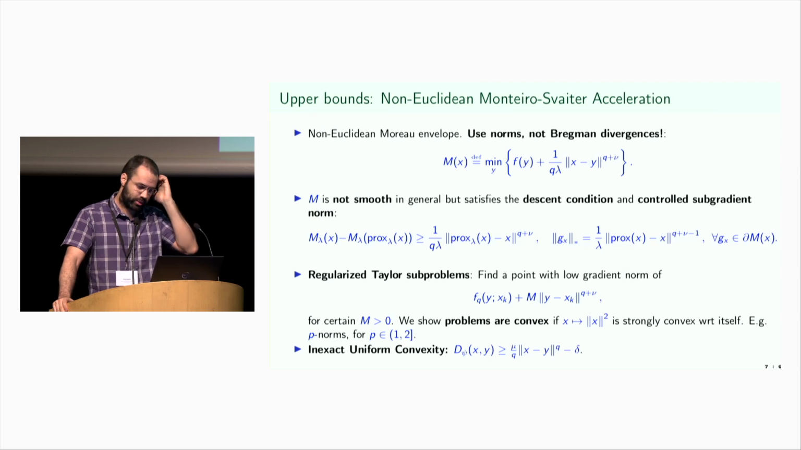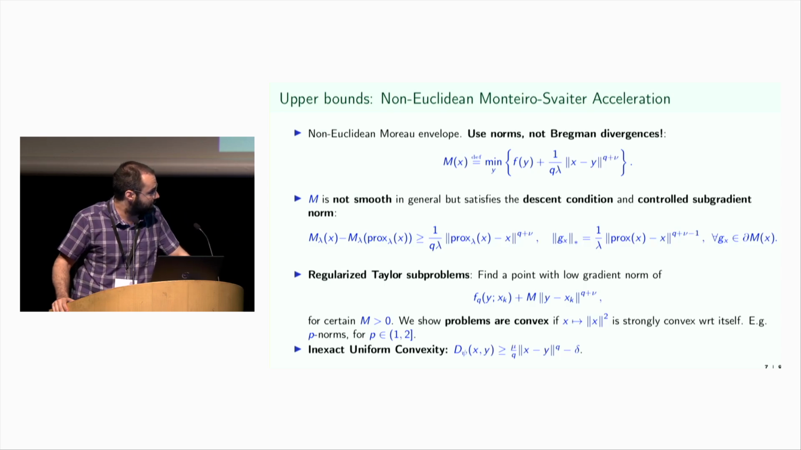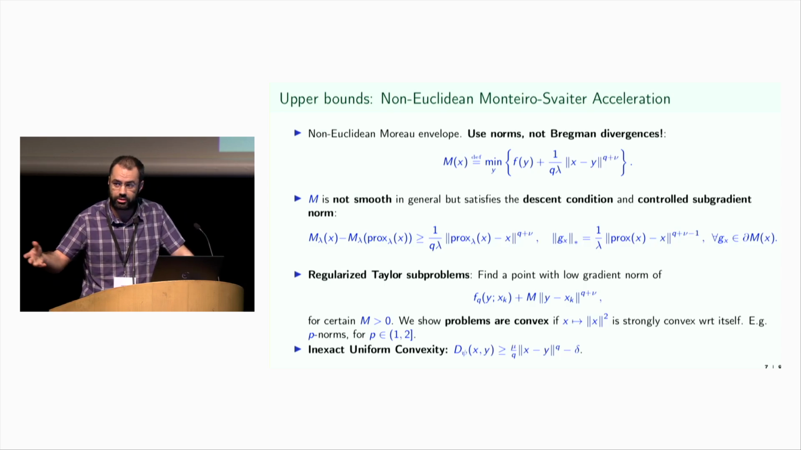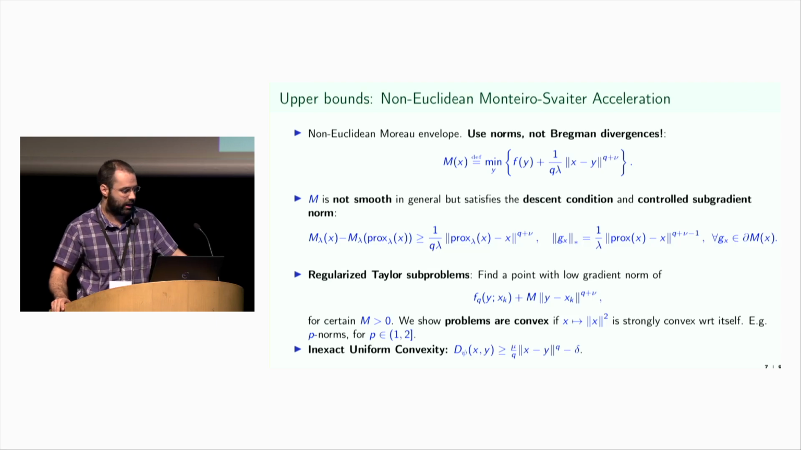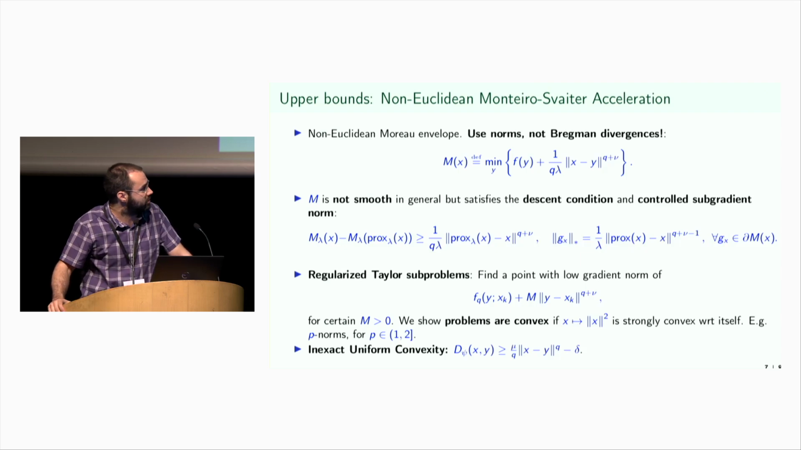Within the analysis, we have to make use of this new notion that we call inexact uniform convexity. So this without the delta would be just plain uniform convexity. You can run mirror descent on that and get a specific kind of regret. But for technical reasons, we have to allow for some error, and we show examples of regularizers that satisfy this property, and in particular, that allows us to achieve the optimal rates by using this.